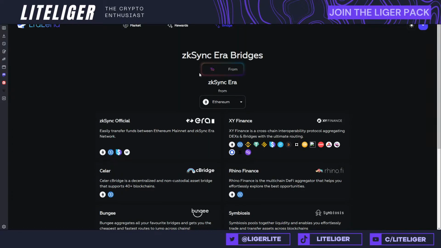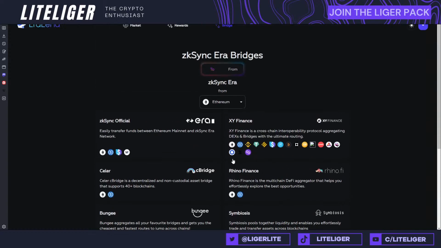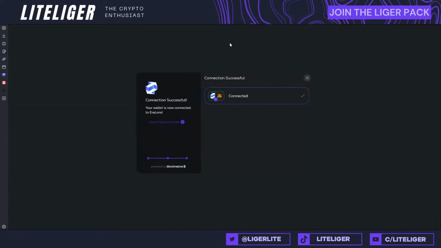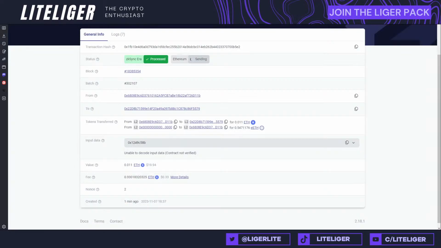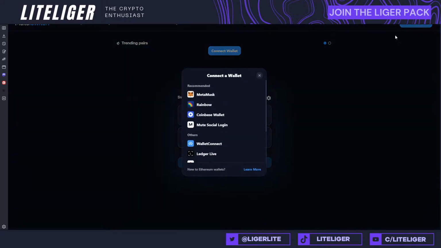And there's also a bridging system here. You can look into different bridges if you want to, but we already kind of went through that. So let's move on to our next point. We have Mute. This is the largest AMM, the Uniswap equivalent on Zksync. They already have their own token available here.